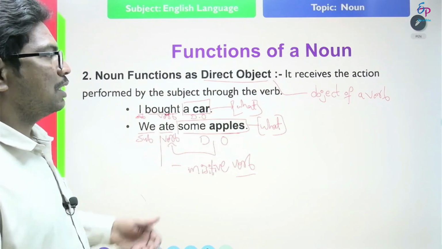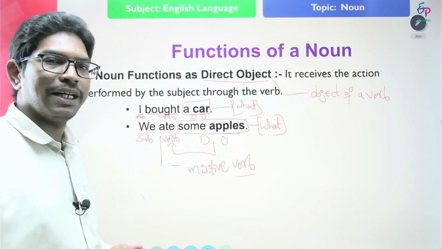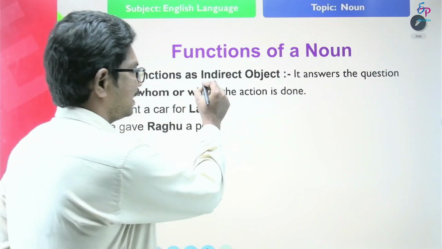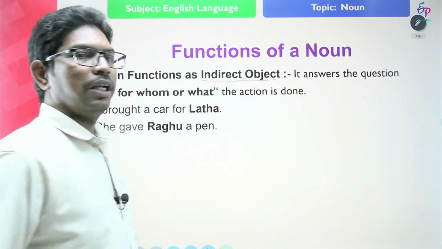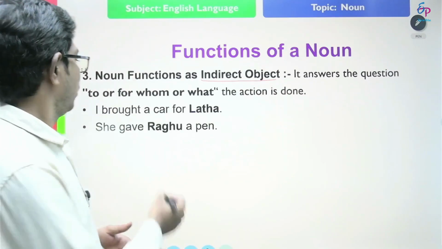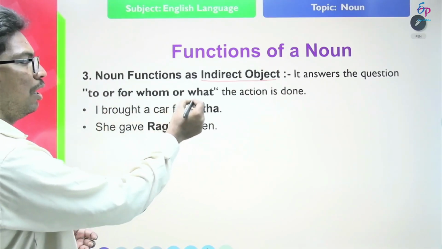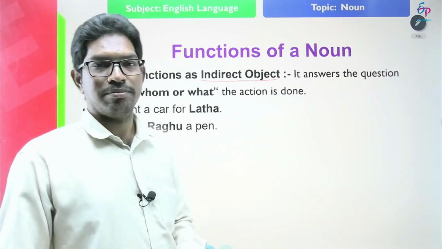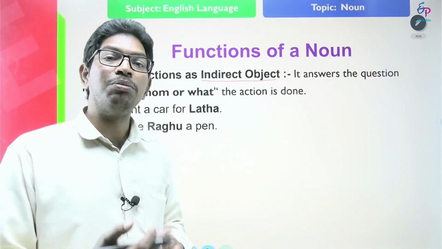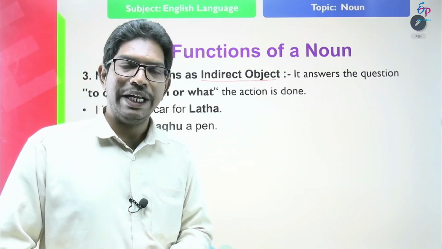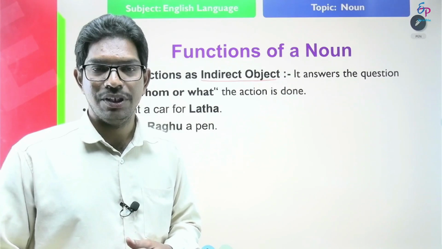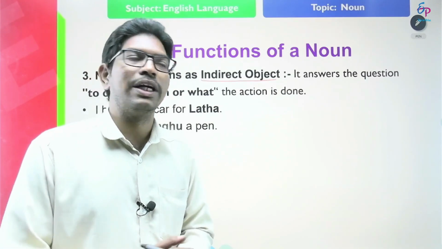Now let us discuss how noun functions as indirect object. What is indirect object? Indirect object answers the question to whom or for whom the action is done. Indirect object is always a person, a living thing. Look at the example.